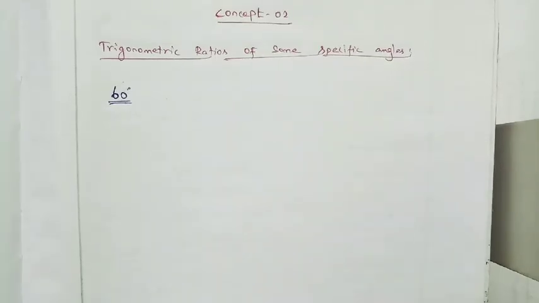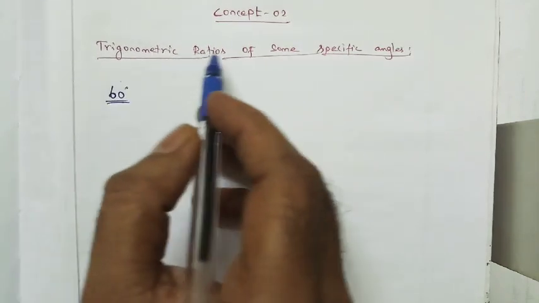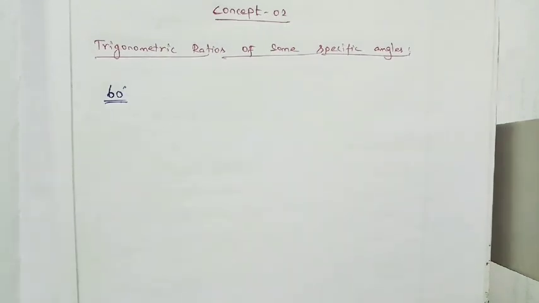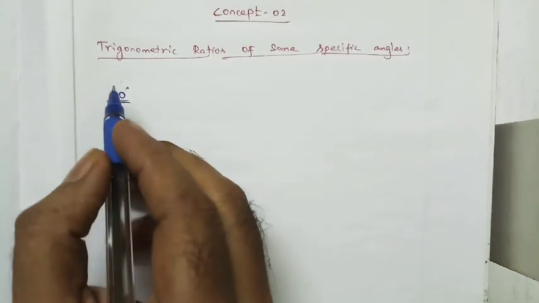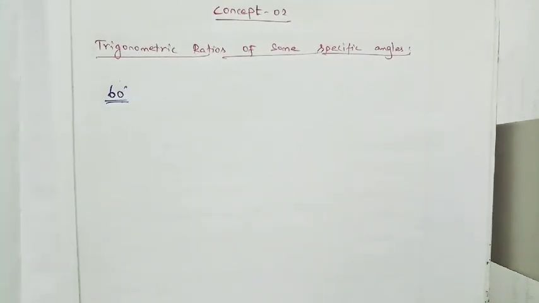Hi students, today we are going to see an explanation of trigonometric ratios of some specific angles. How did the values of those specific angles come about? How are we going to find them? First we are going to find the ratios for 60 degrees: sin 60, cos 60, tan 60, cot 60, sec 60 and cosec 60. Specific angle 60 degrees alone we are going to see.